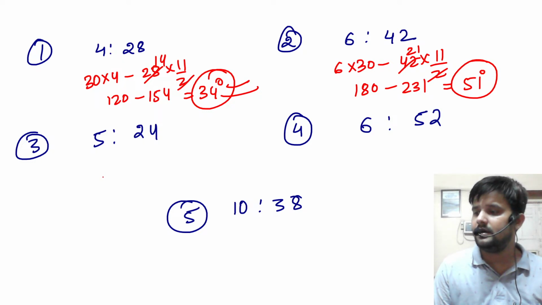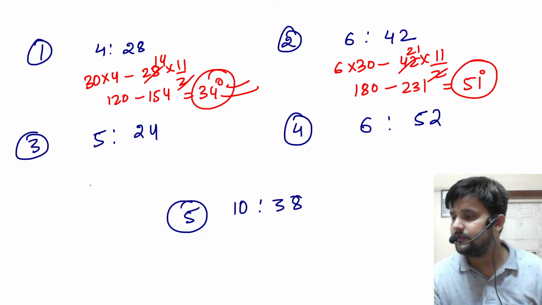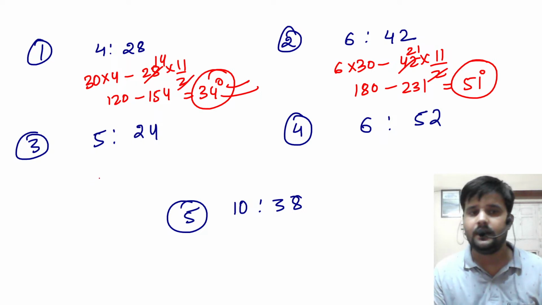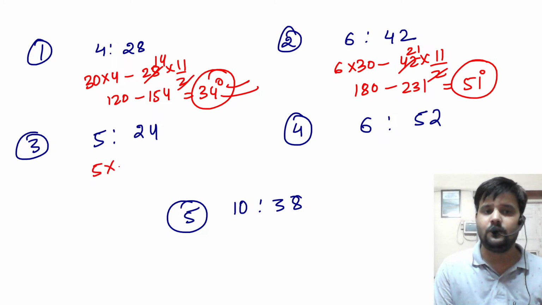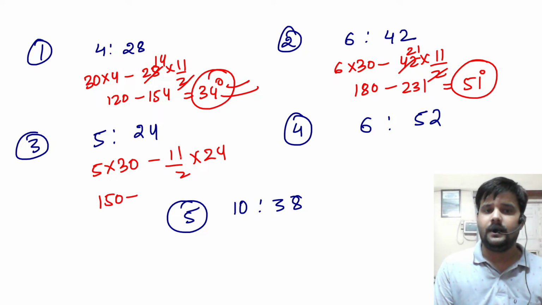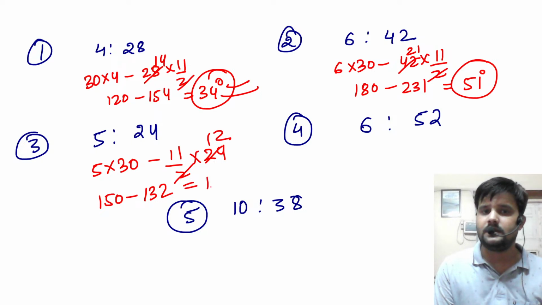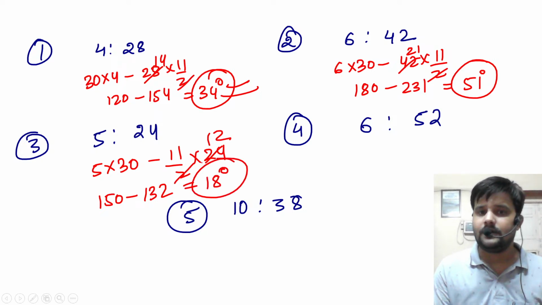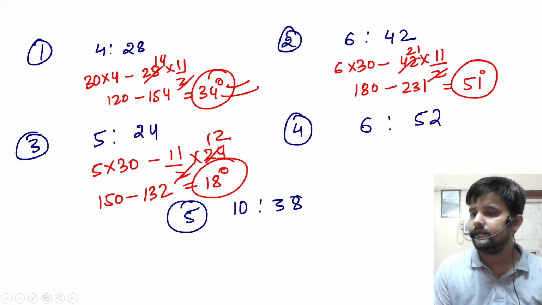Third. Whatever the third is, only one answer we got from Sumit, which is 18. Okay, let's see. 5 into 30 minus 11 by 2 into 24. So it will be 150 minus 11 into 12, which will give you 132. So the answer is 18 degree. So the answer for the third is 18 degree.